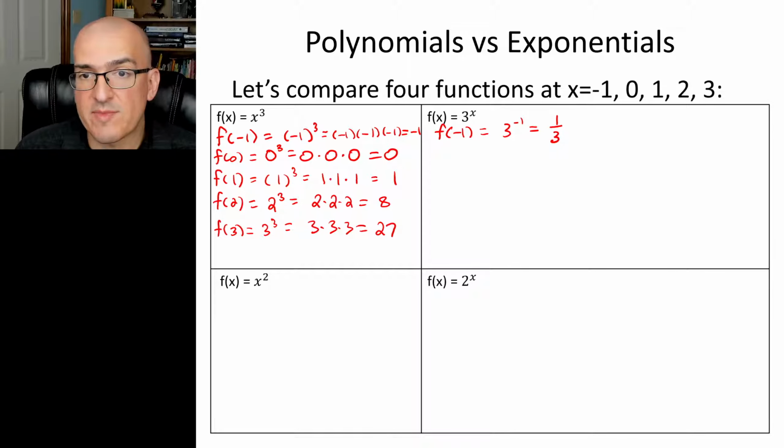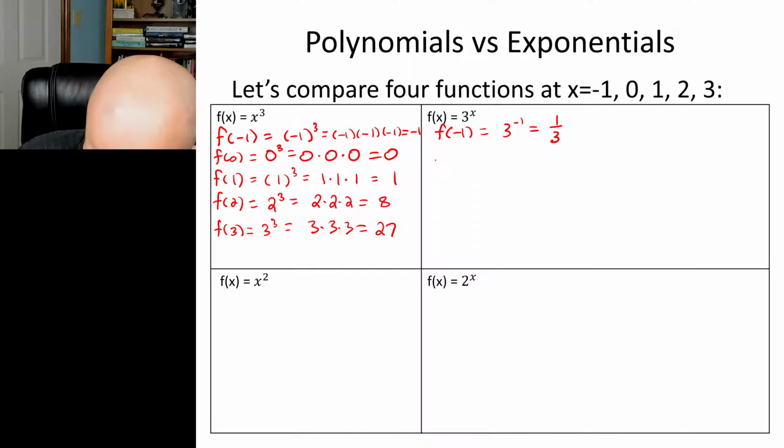And we can already see a big difference: for the first function, the one on the left, when we plugged in -1, we got -1. For the second function on the right, when we plugged in -1, we got 1/3. So very, very different.